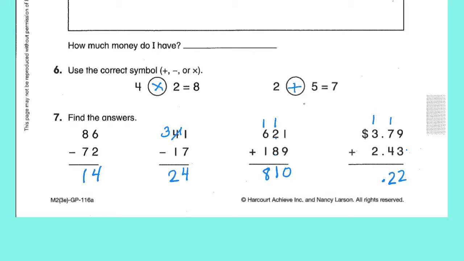All right. So we've got 3 plus 1 is 4, and 4 plus 2 is 6. So the answer is $6.22. Don't forget your symbol or your decimal.